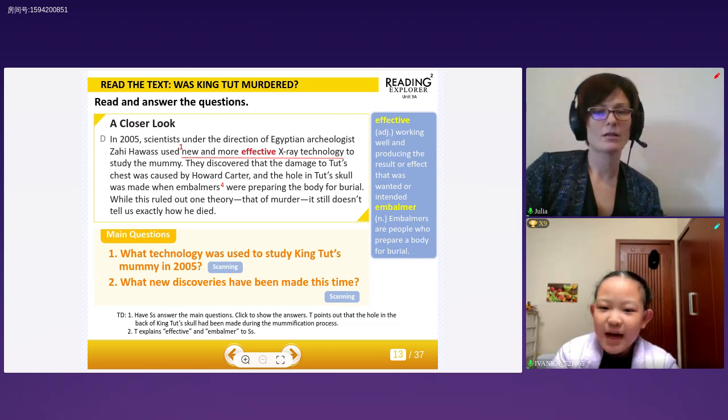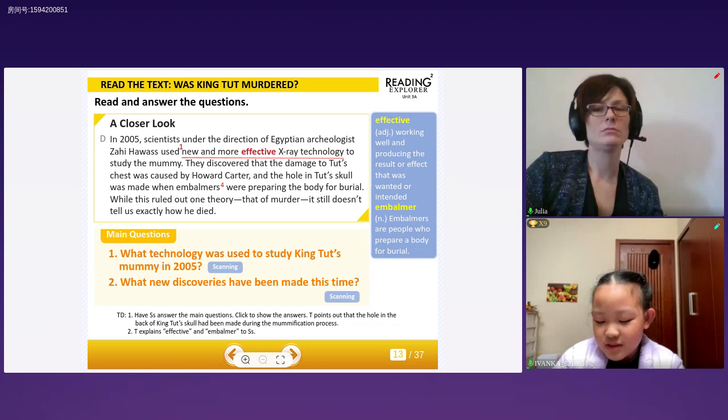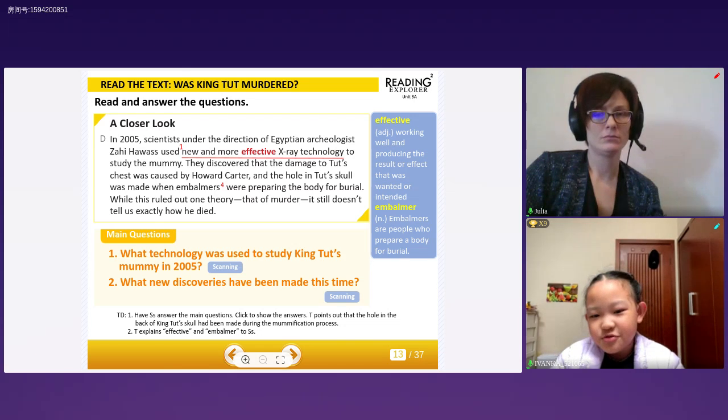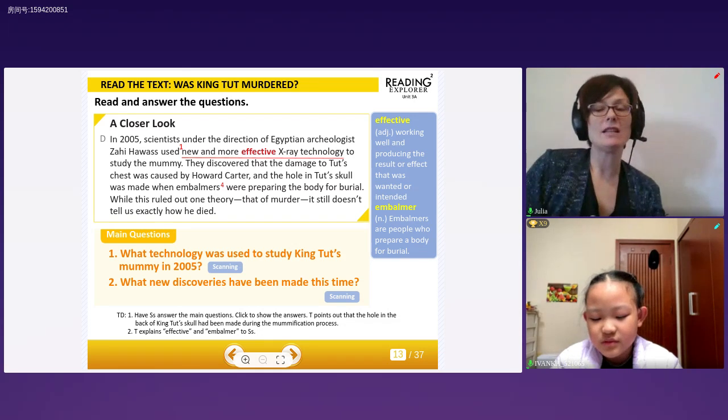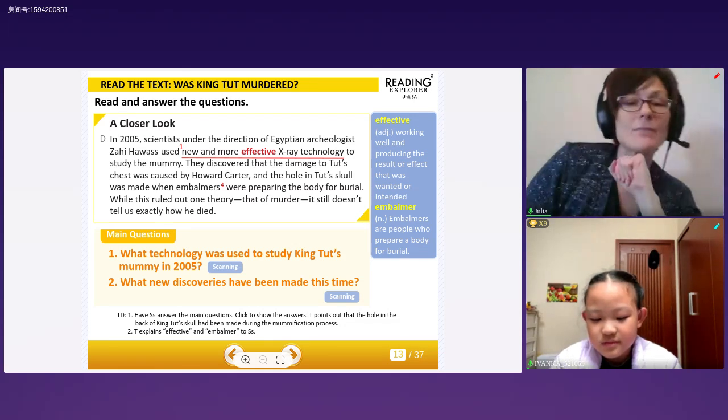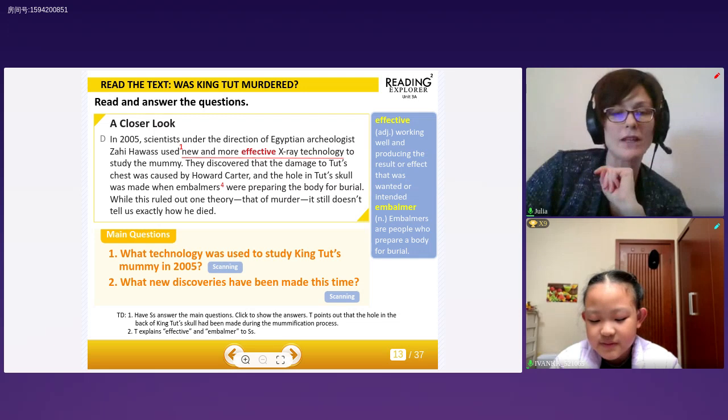An embalmer is a person who prepares a body to bury it for the afterlife, right? To bury the body, right? Very good. They did something wrong, right?